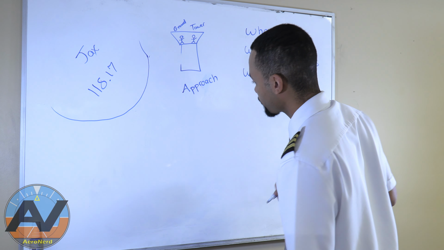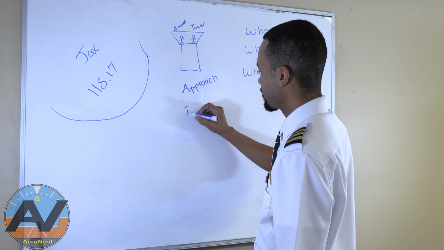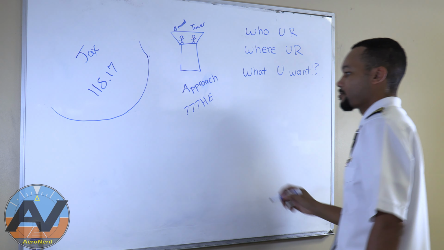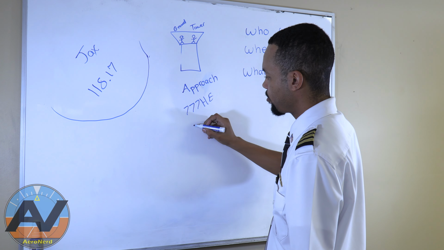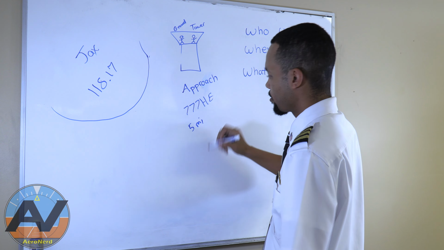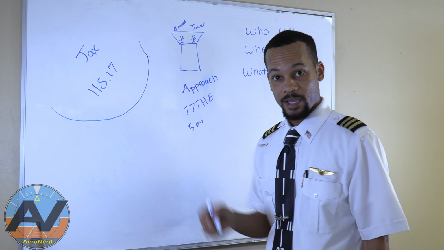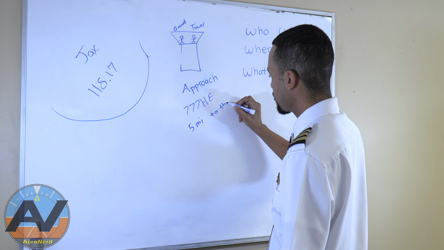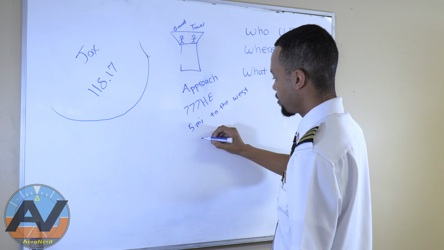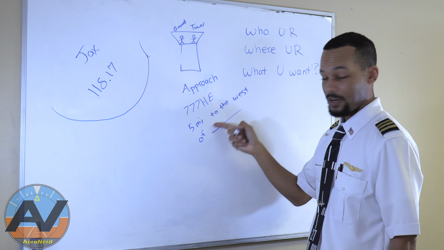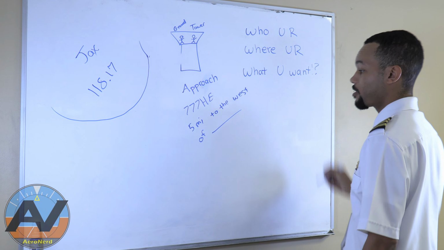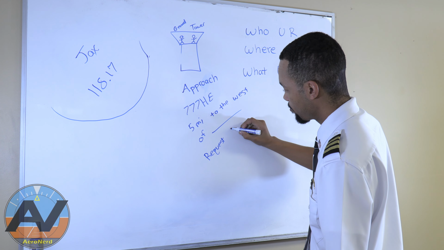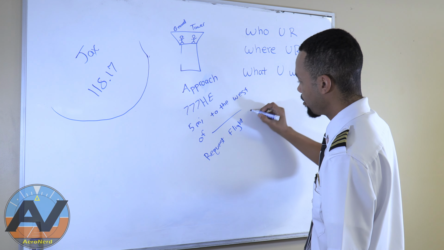So approach, who I am: 777 Hotel Echo. Where I am: approach, 777 Hotel Echo, currently 5 miles. Let's say I was departing to the west, so I'm 5 miles to the west of your airport, whatever airport you are. And then what you want: I would like to request flight following.